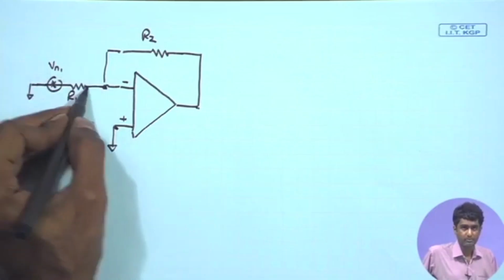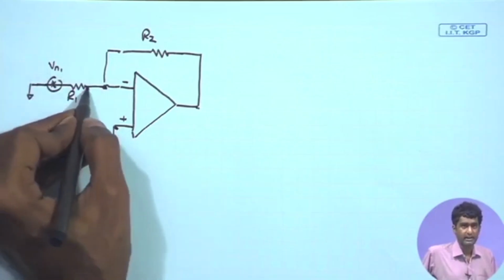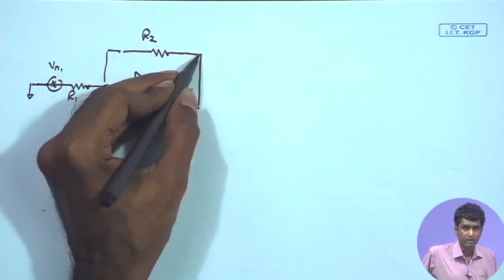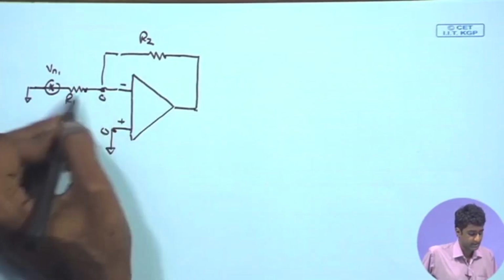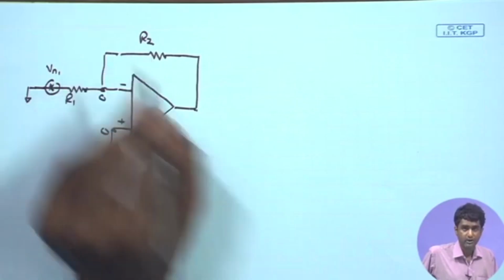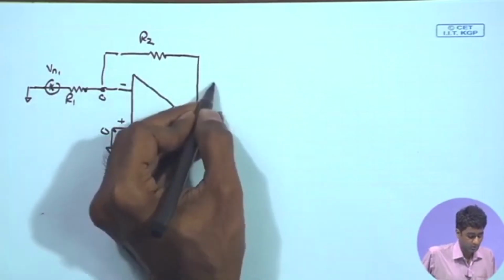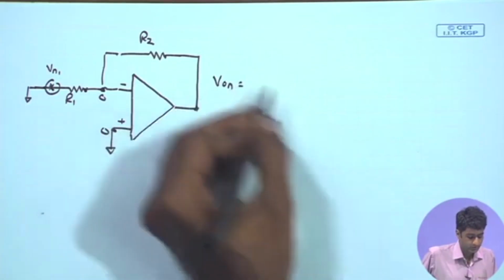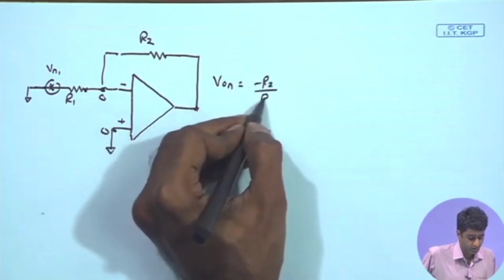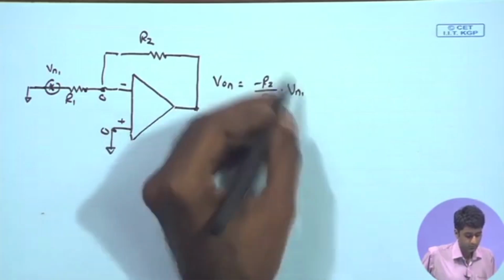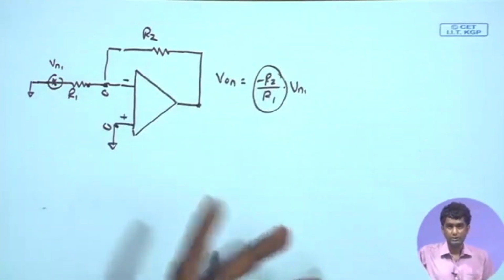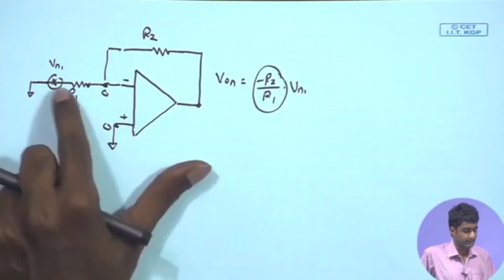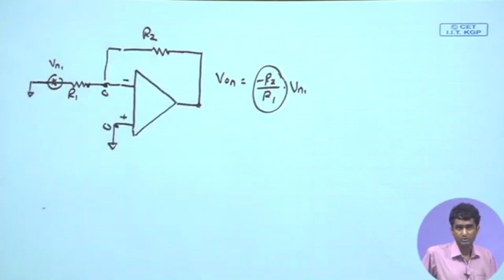Therefore, you have the signal VN1 upon R1 coming in, and that current goes into R2, and therefore you have 0 minus VN1 upon R1 times R2 voltage coming over here. So, the output noise VON is going to be minus R2 upon R1 times VN1. Therefore, it gets multiplied by the gain factor that you have chosen. If you are choosing a gain factor of say 50 or 100, we can see that the R1 noise will also get magnified.